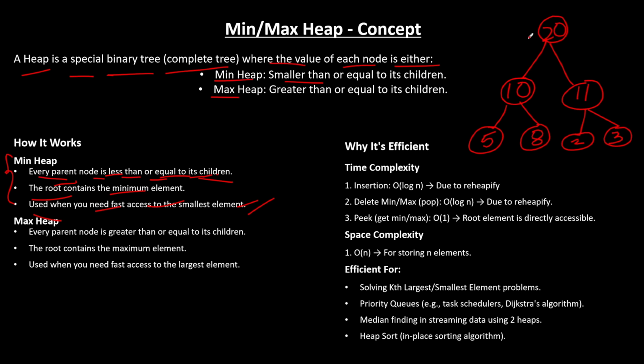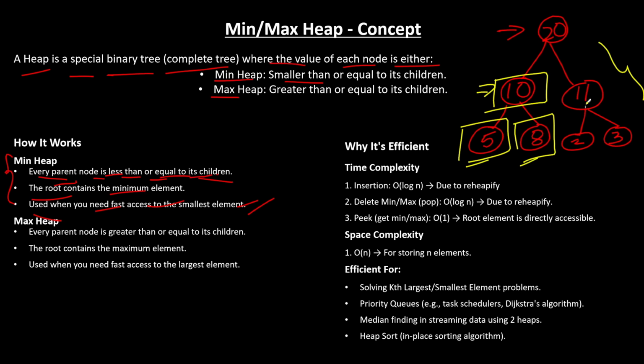So here you could see this is the parent element, right? All the children are below it, and it is greater than all the children present under it. If we take 10 as the parent element, 6, 5 and 8 are smaller than 10. Similarly, if we take 11 as the parent node, 2 and 3 are smaller than it.